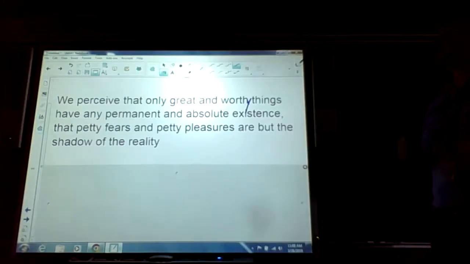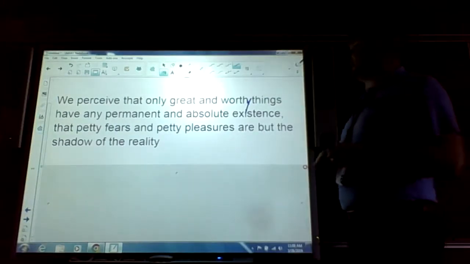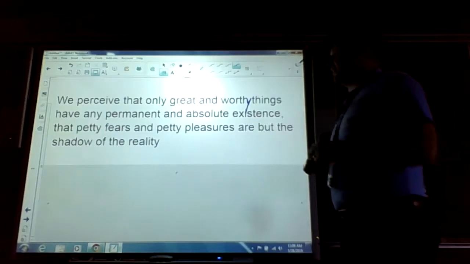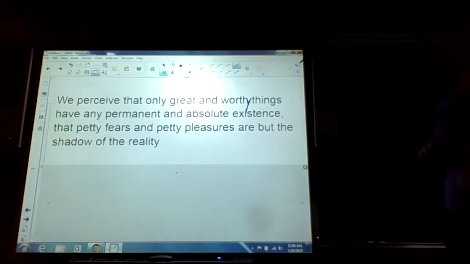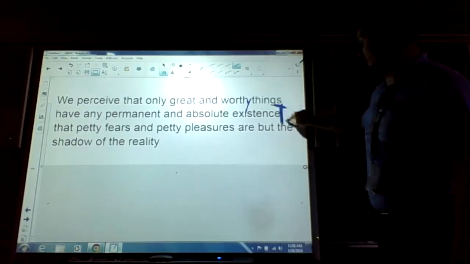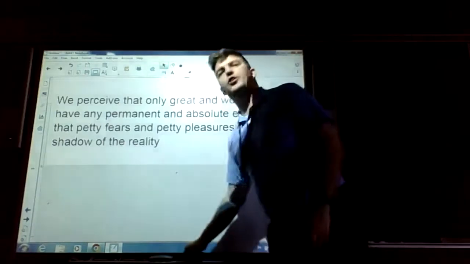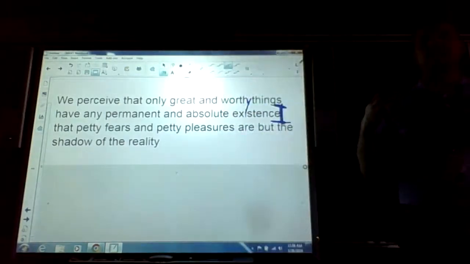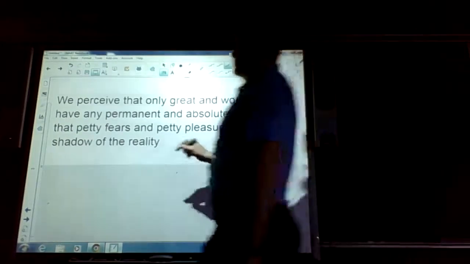We perceive that only great and worthy things have any permanent and absolute existence, that petty fears and petty pleasures are but the shadow of reality. I'm going to tell you that there's more than one instance. There are a lot of instances. So where do we find parallelism on the word level? Where do you see words connected to other words?